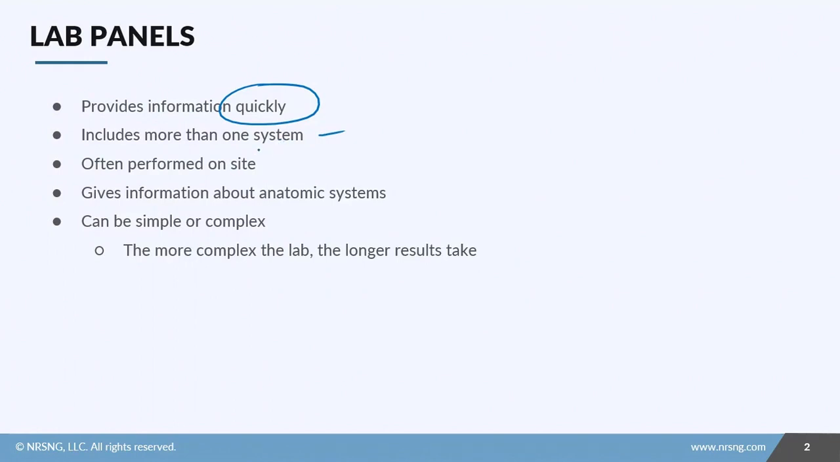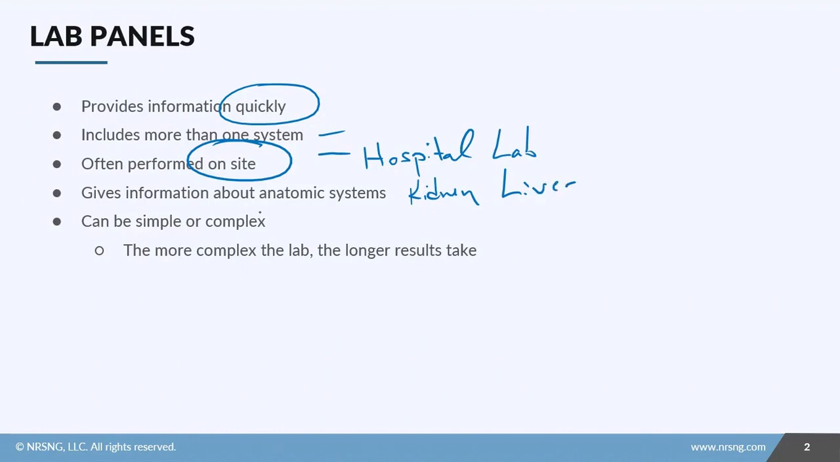Another beautiful part is that they're often performed on site. So you have your hospital lab, and they can run them there. It also gives information about specific anatomical systems, so it can take a look at maybe kidney function or liver function as well. These tests can be really simple. They can be really complex.